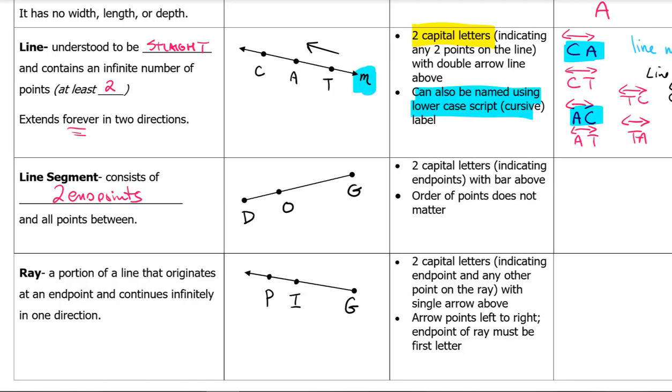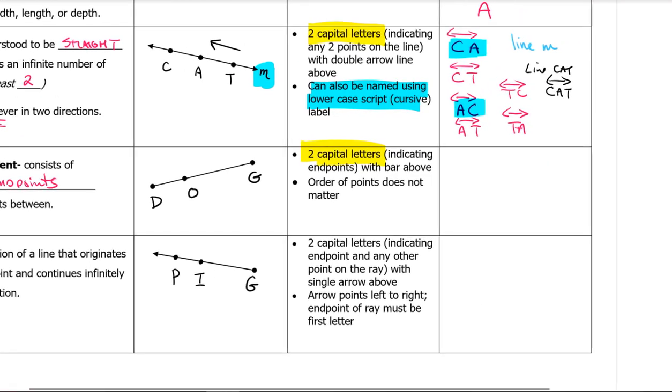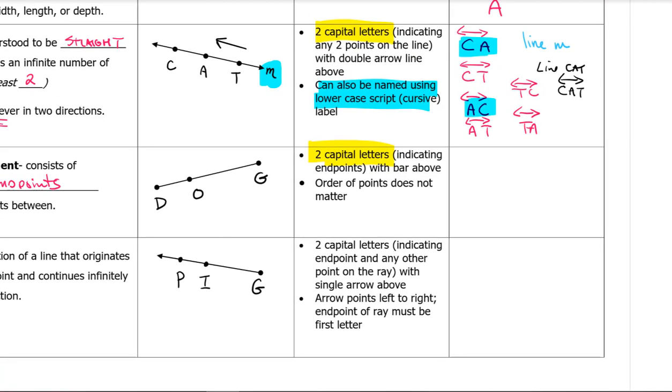And again, just like the line, when we talk about segments, we're going to use two capital letters indicating the endpoints. So if I wanted to go from D to G for this particular diagram, that's one option. So there's an endpoint and there's an endpoint right there. So I could either say DG like that, or I could switch them around and go G to D. So you've got your options. Either one of those works.